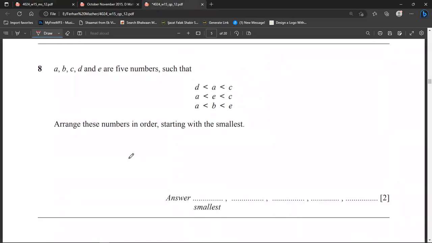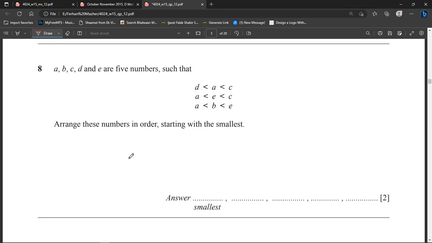Question number 8. He says A, B, C, D, and E are 5 numbers such that D is smaller than A and A is smaller than C. And A is smaller than E is smaller than C. And A is smaller than B and B is smaller than E. Okay. Then you have to arrange these numbers in order starting with the smallest.